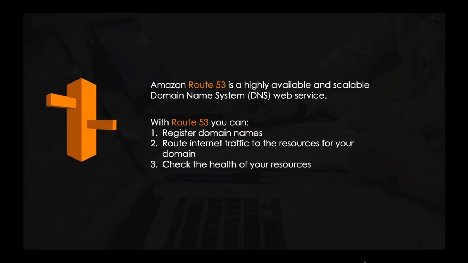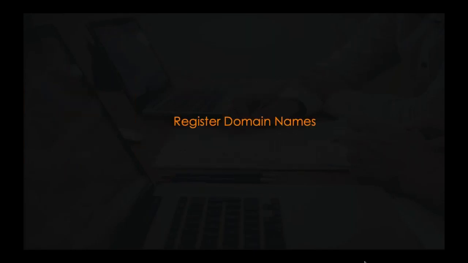Route 53 is a highly available and scalable domain name system web service. With Route 53, you can do three kinds of things. You can register or transfer a domain name, for example example.com.in; you can purchase it or transfer it to AWS. You can route internet traffic to resources for your domain and check the health of your resources. For example, you can easily register a domain if you want to buy a new domain. If you want to transfer your existing domain to AWS, you can do both.